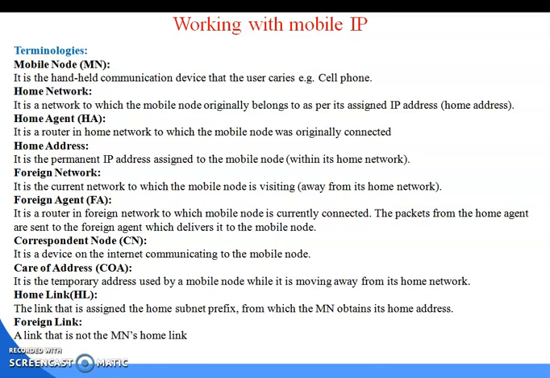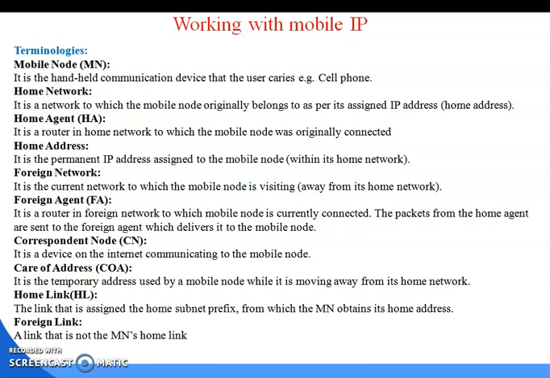Home agent (HA) is a router in the home network to which the mobile node was originally connected. Next is the home address. It is the permanent IP address assigned to the mobile node within its home network. Foreign network is the current network which the mobile node is visiting, away from its home network. Foreign agent (FA) is a router in the foreign network to which the mobile node is currently connected. The packets from the home agent are sent to the foreign agent, which delivers them to the mobile node.